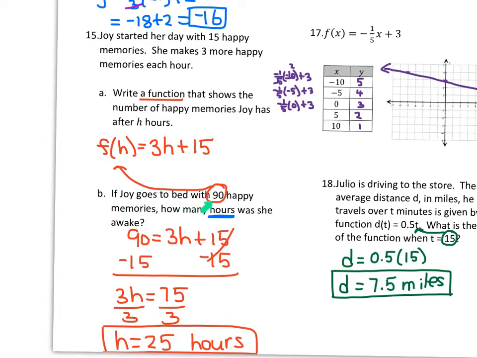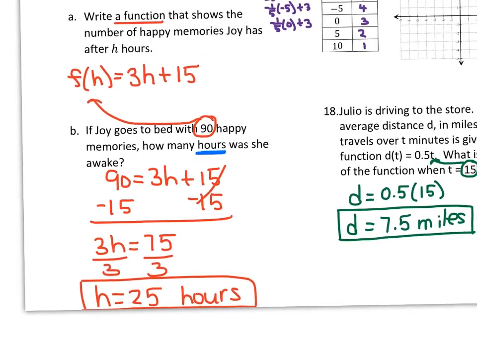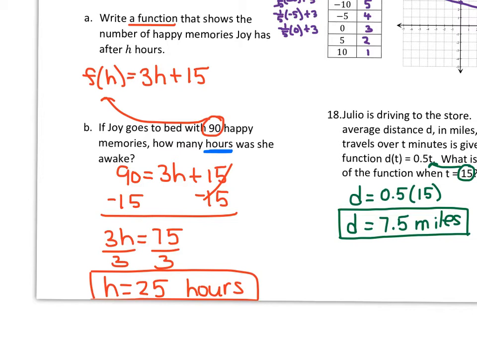If Joy goes to bed with 90 happy memories, that means this whole thing is 90. And we still have the equals 3h plus 15. We're going to subtract 15. We want to find out how many hours. So we have 3h equals 75. Divide by 3. That means that if she goes to bed with 90 happy memories, she was awake for 25 hours.